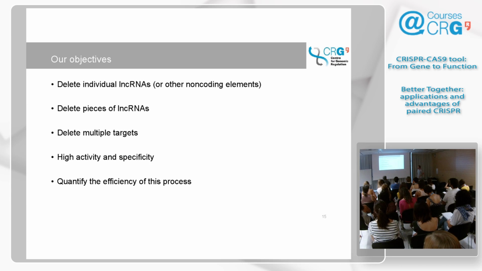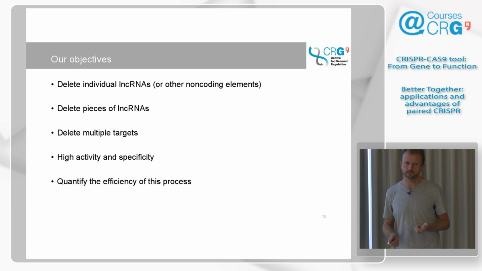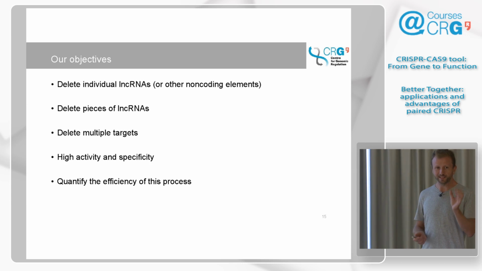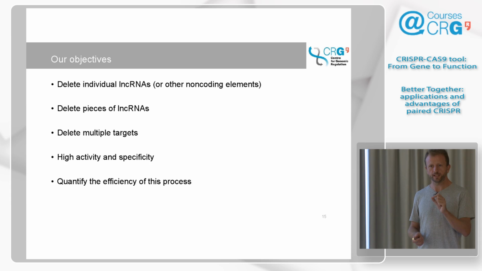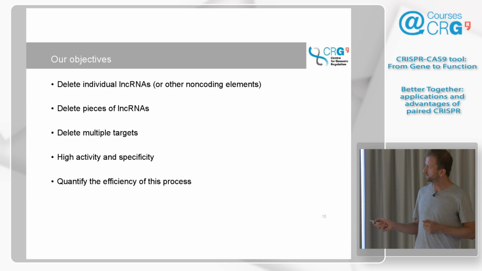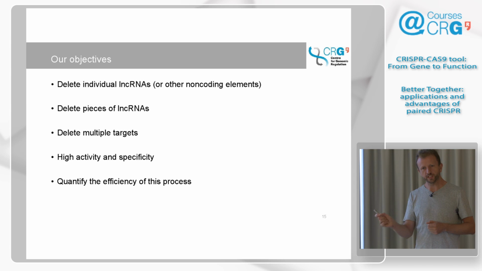And so the more specific objectives of our research have been these things. Firstly, we want to try to delete or actually silence lncRNA genes. We want to try to delete pieces of those genes without interfering with the expression of the whole gene. We want to see if we can delete multiple genes in a single sample of cells.